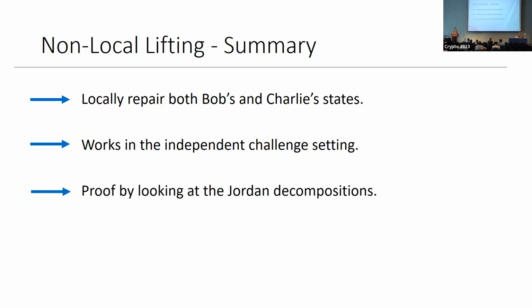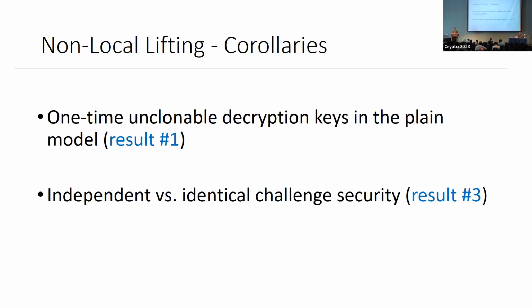So in summary, what we do in non-local lifting is we locally repair each of Bob and Charlie. And as long as we're in the independent challenge setting, we can show that it still works by looking at the Jordan decompositions. As corollaries of the non-local lifting theorem, we get our first and the third results. And just to recap, that is one-time unclonable decryption keys construction, and also the theorem that says a class of cloning games, independent challenge secure, are also identical challenge secure.